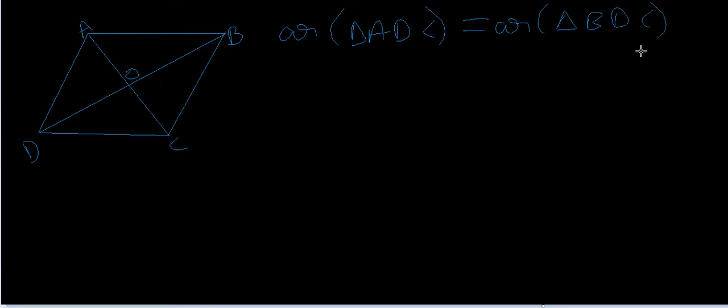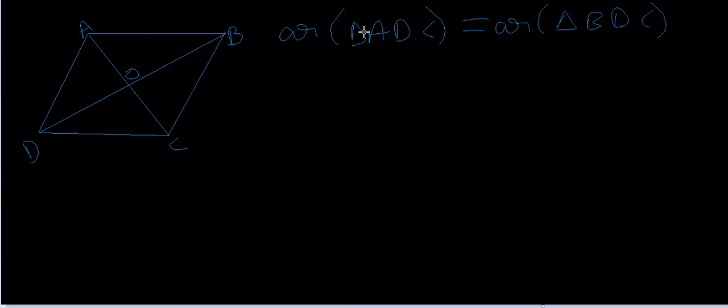So, for proving this, let's first look at the triangles ADC and the triangle DBC. Both of them are lying on the base DC and also between the parallels AB and DC. So from the previous theorem we can say that area of triangle ADC would be equal to area of the triangle BDC.